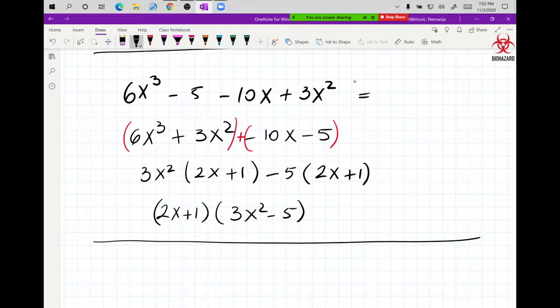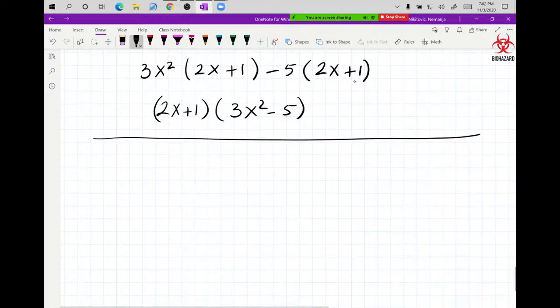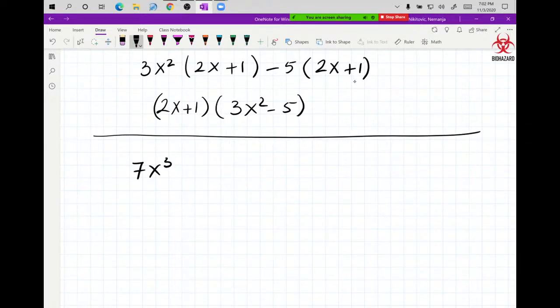Let's take a look at more of these with negative signs. 7x cubed minus 6 minus 2x plus 21x squared. So let's see, you can literally follow the steps from a previous problem.